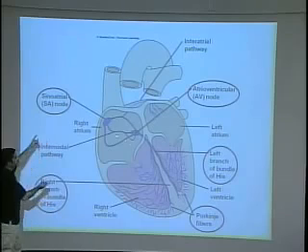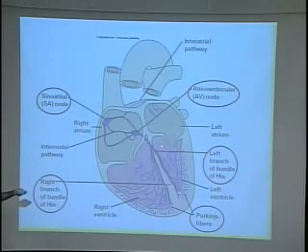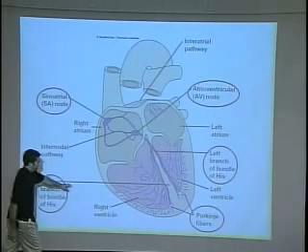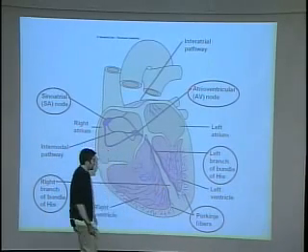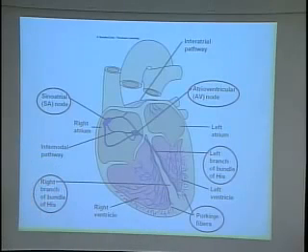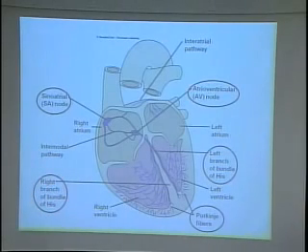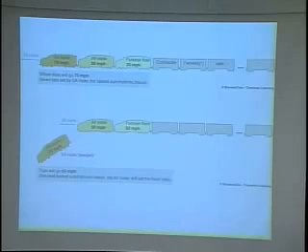Okay? So we've got the SA node, the AV node here, the left branch of the bundle of His. This is supposed to be the right branch, but the line came over too far, so obviously it's talking about this right here. And those little branching fibers even further are the Purkinje fibers.